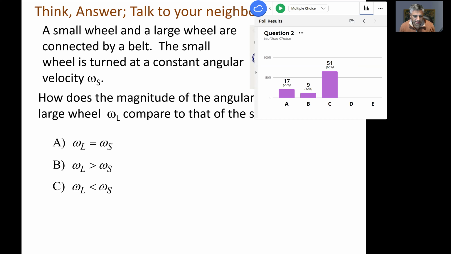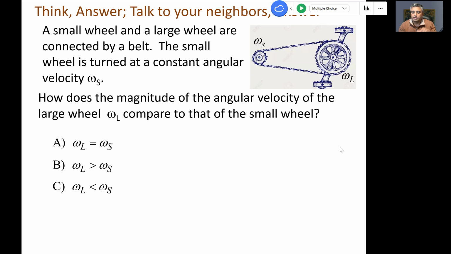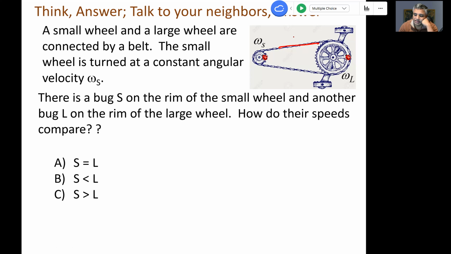So omega L is smaller than omega S. So the smaller one is spinning faster, right? That's what happens. I don't know if you have paid attention or not, but that's how it works. So what happens? This connection means it's fixing the speed. Both of them are moving at the same speed.